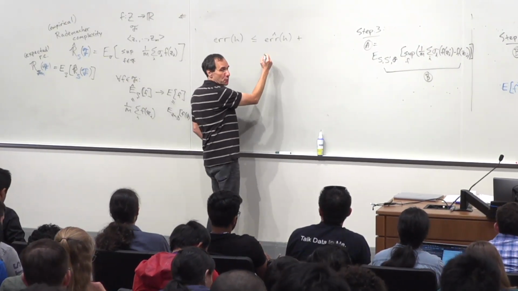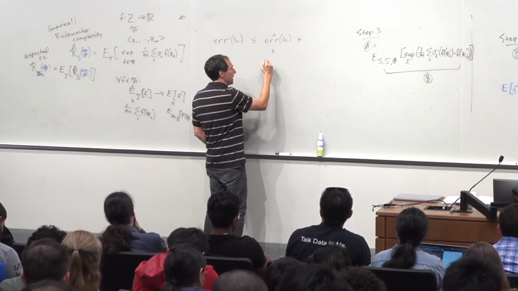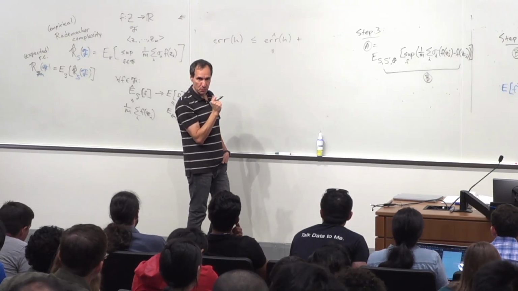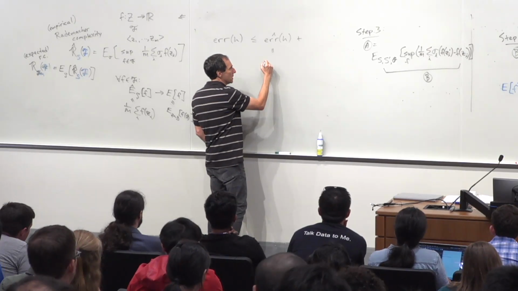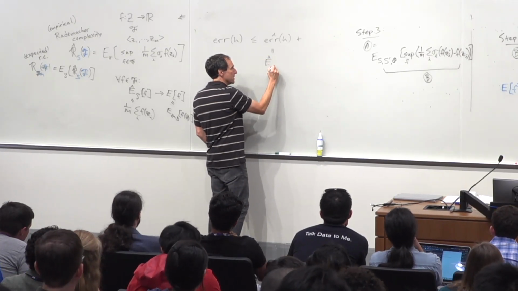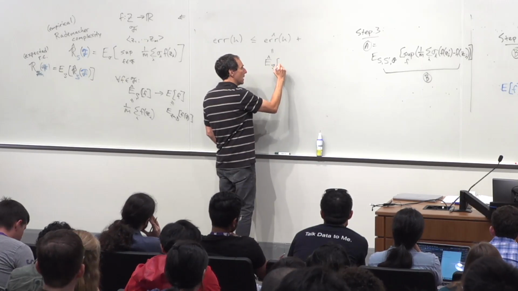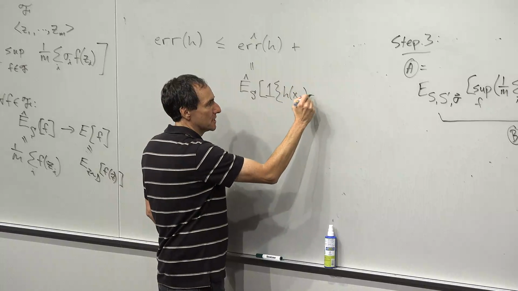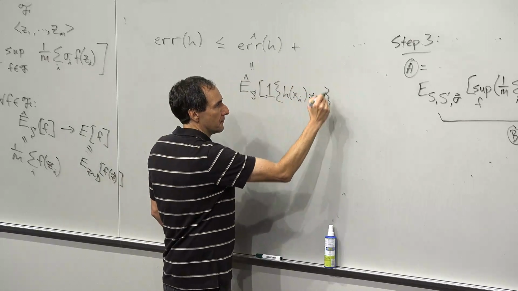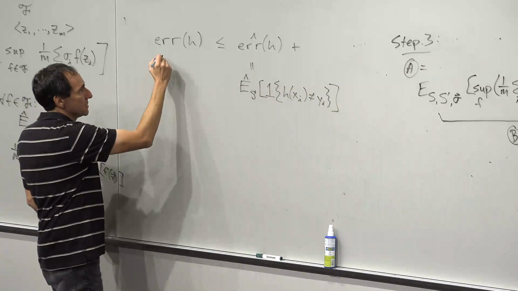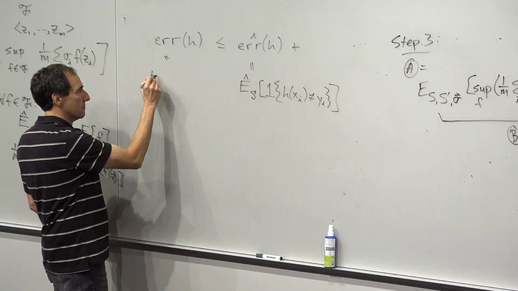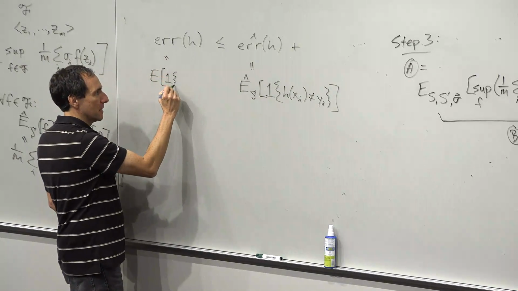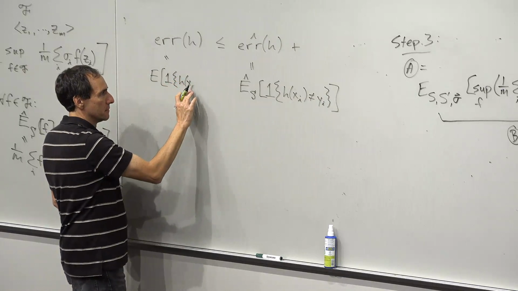Well, the training error is just an average of these 0, 1 variables, these indicator variables, as we've seen before. So in terms of the notation before, this is really just the empirical average of indicator variables that are 1 if that hypothesis makes a mistake and 0 otherwise. And likewise, generalization error we can write as the probability of a mistake, which is exactly the same as the expected value of these indicator variables.